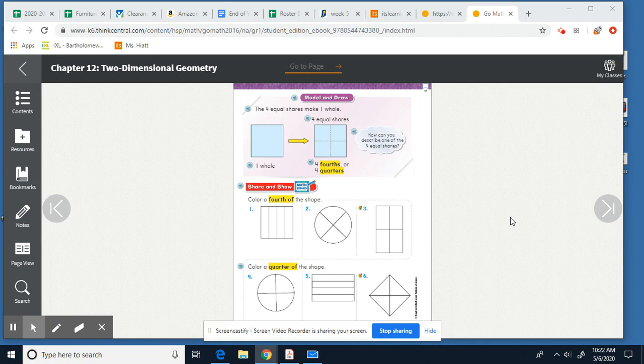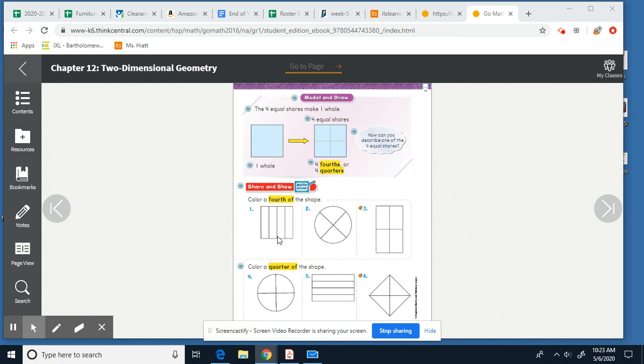So we talked about earlier this week halves and how to split shapes down the middle or diagonally or across. We could do up and down to get 2 equal parts. And so today we're talking about 4 equal parts. You can see this square was split 2 ways to have 4 equal parts, which makes fourths. Okay, fourths, and that is how you get 4 equal shares, 4 quarters, or fourths.